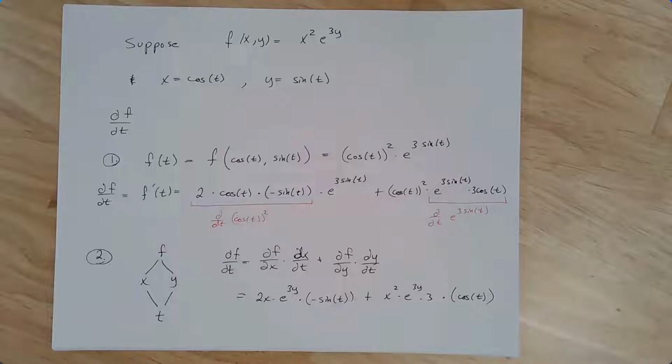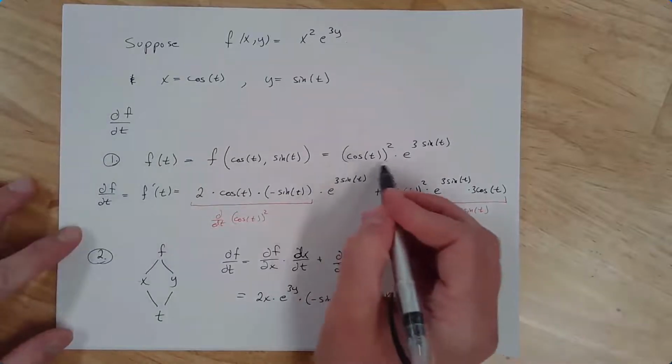How is cosine t squared? Like in the original, like, let me ask you, right here.